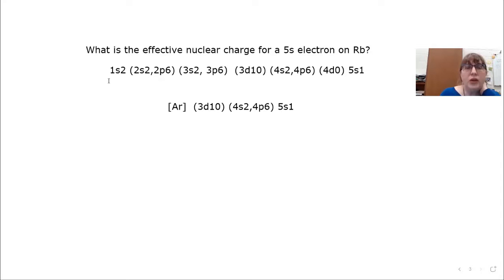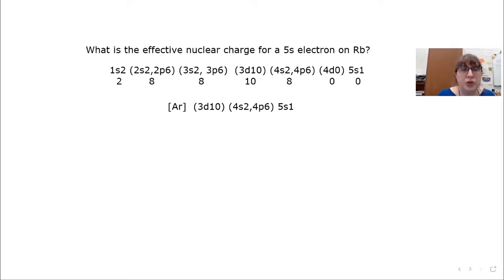Okay, so we want to figure out how many of each of these electrons we have. So just going across, 2 in this group, 8 in this group, 8 in this group, 10 here, 8 here, 0 d electrons. And then remember, we're going to subtract 1 for the electron level that we're in. So since there's only 1 electron, there's nothing else in the 5s orbital or even a 5p orbital that can shield that one. So that one is also going to be 0.